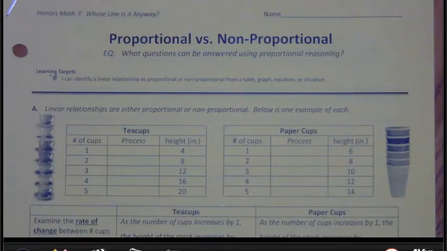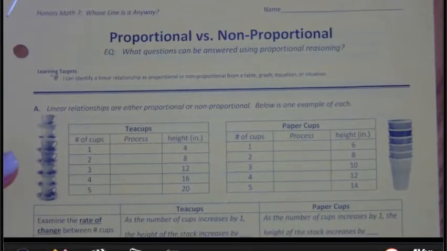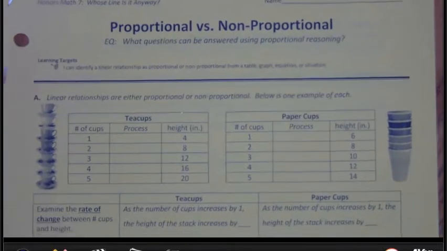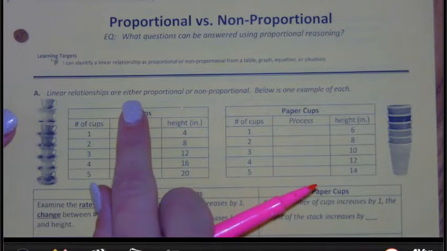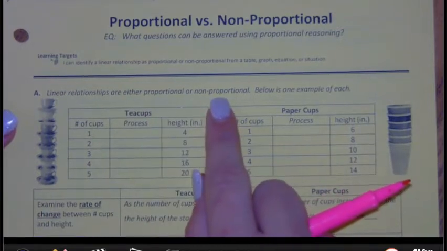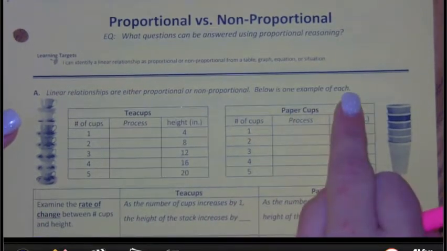All right, if you would please find your proportional versus non-proportional worksheet. We are going to go through this together. All right, so letter A, linear relationships are either proportional or non-proportional. Below is one example of each.